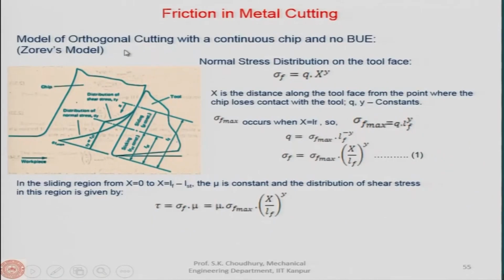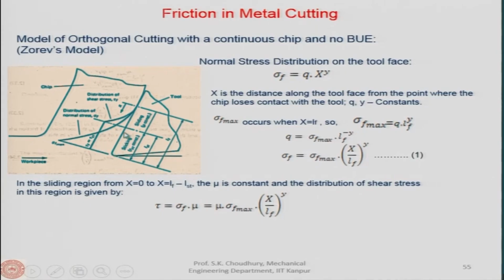Now, a model of orthogonal cutting with a continuous chip and no built up edge formation is offered by Professor Zorev. He is a Russian scientist, and he is trying to define the average coefficient of friction between the chip and the tool along the chip tool contact length. This is important because, as we said, it is no more sliding friction, and here the normal pressure is very high at this point.